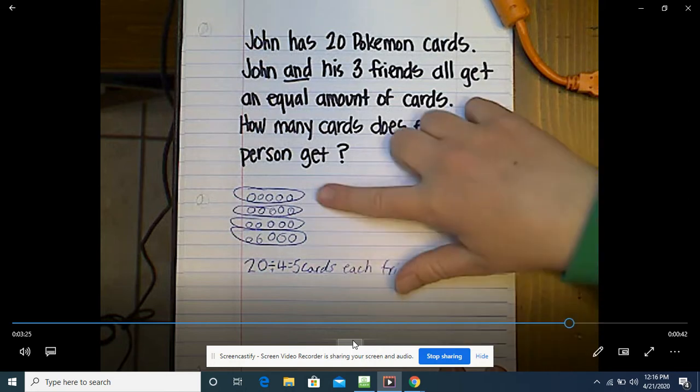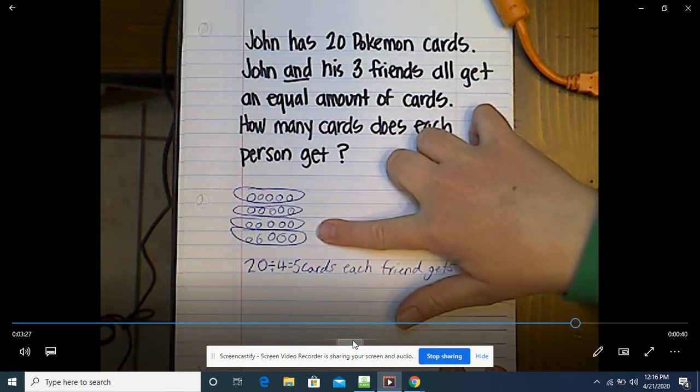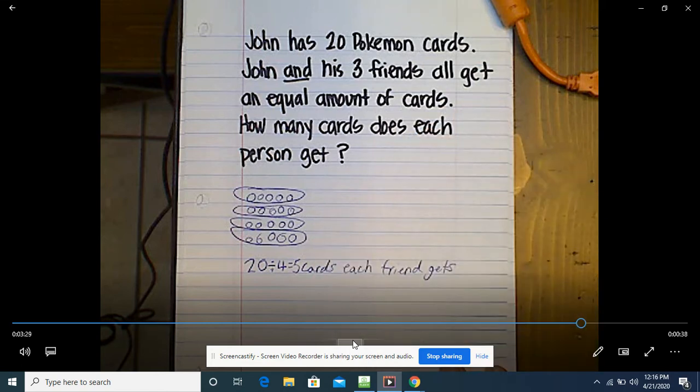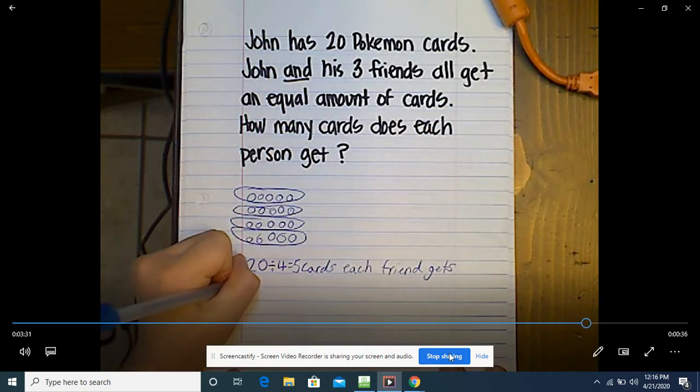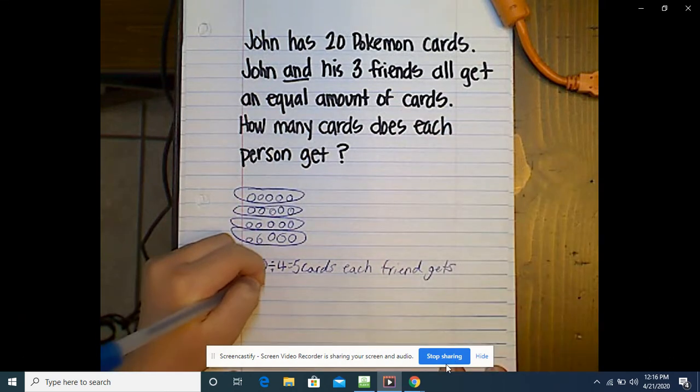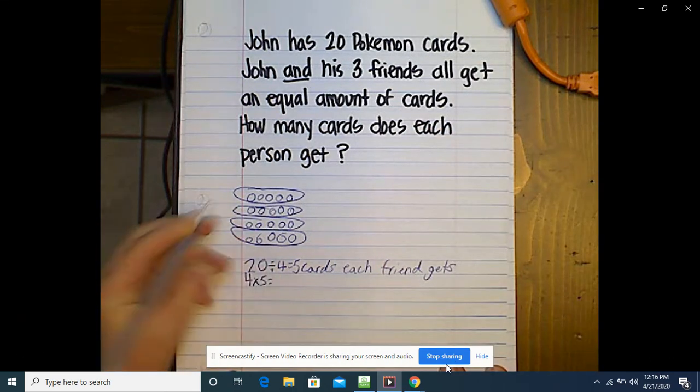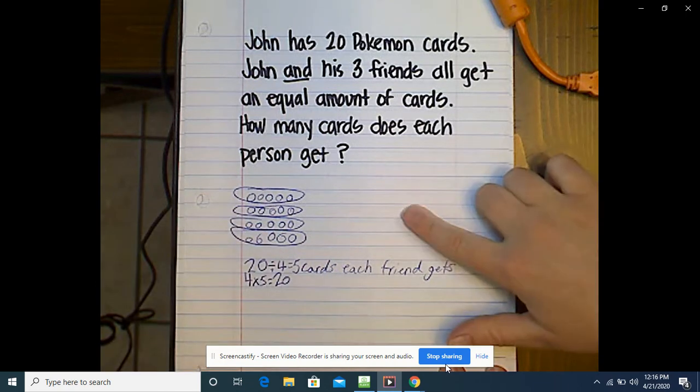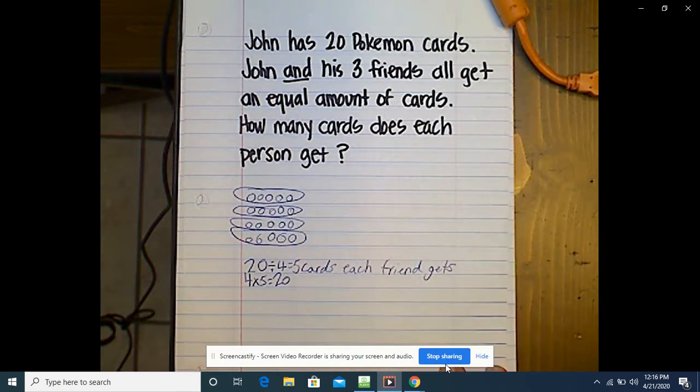Yes. Okay, so one more time, how many groups? 4 groups. Multiplied by how many in each? 5. And then what was the total that we got? 20. So I'm wondering something. Do you think every division problem has a multiplication problem in it?